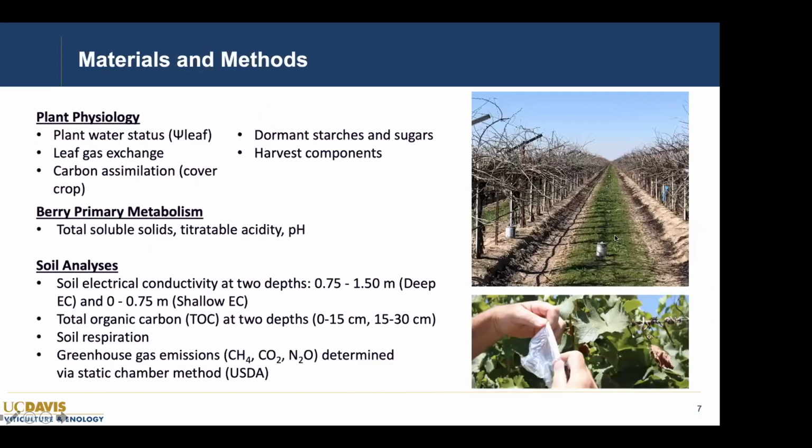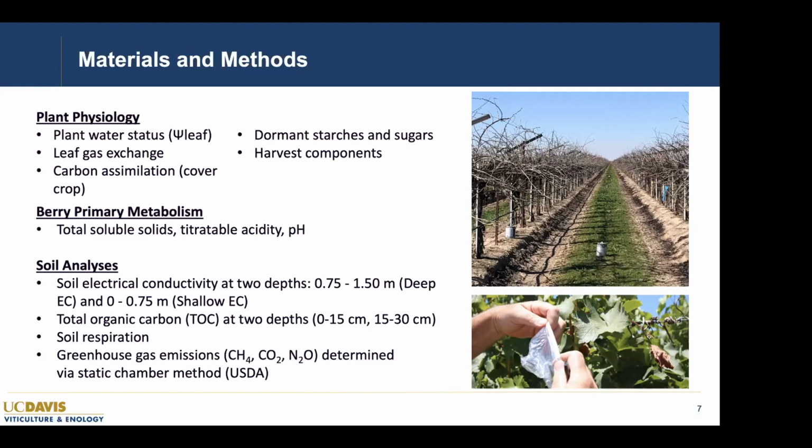So some of the parameters that we measured in the plant itself, we looked at plant water status, leaf gas exchange, carbon assimilation of both the grapevine and the cover crop, as well as dormant starches and sugars and harvest components, really looking at yield and all of that that encompasses. We also looked at total soluble solids, titratable acidity and pH of the berries.